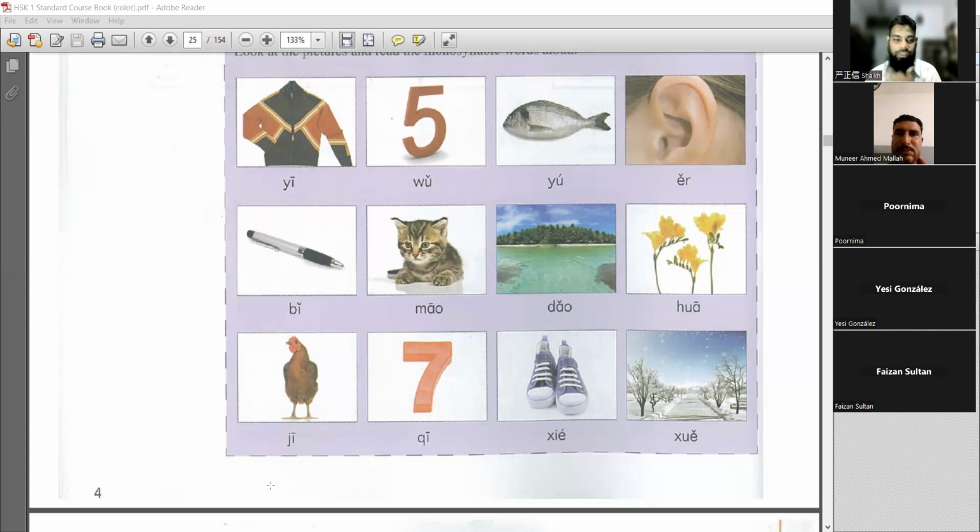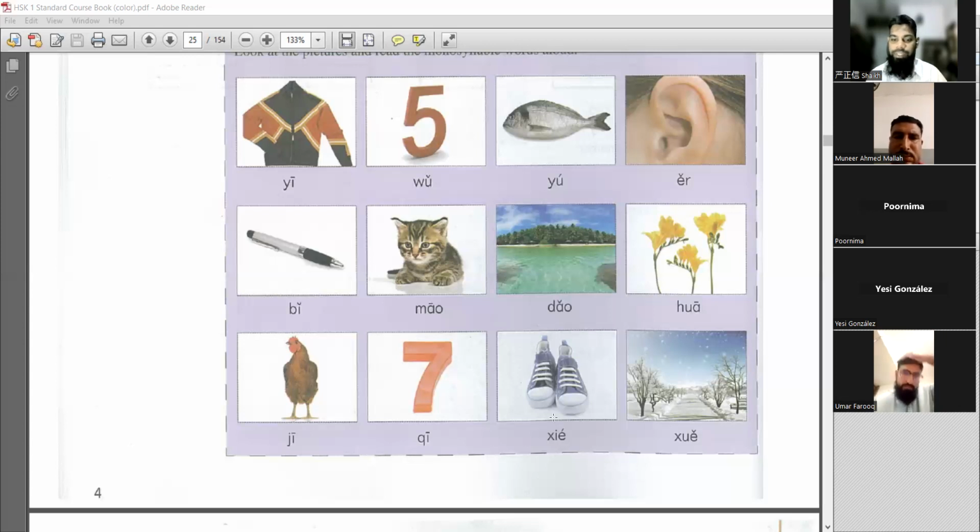And then we have this Ji. So this Ji means a chicken in Chinese. And if there is chicken meat, you use the word Jirou. But a single chicken is called Ji. And then Qi is the word which means seven.